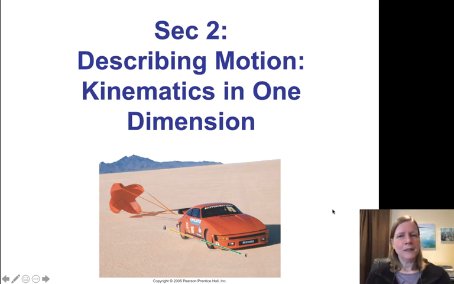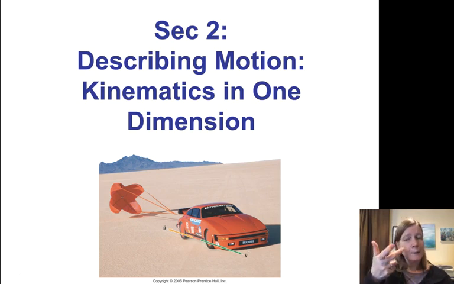Welcome back. We'll continue our discussion of describing kinematics in one dimension. I should mention kinematics is just a fancy word for motion. In one dimension means we're moving basically in a straight line. An example could be this car moving in a straight line across the desert, or a ball thrown straight up and coming straight back down. Those would both be examples of kinematics in one dimension.